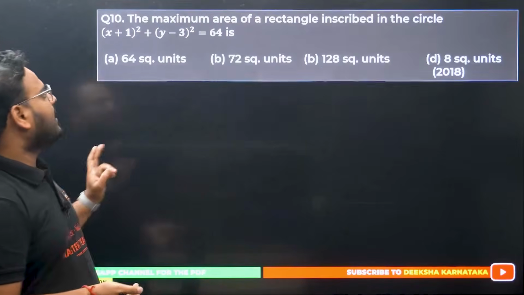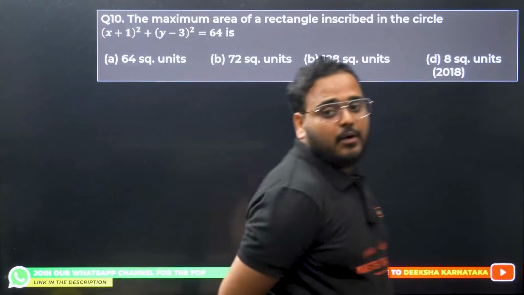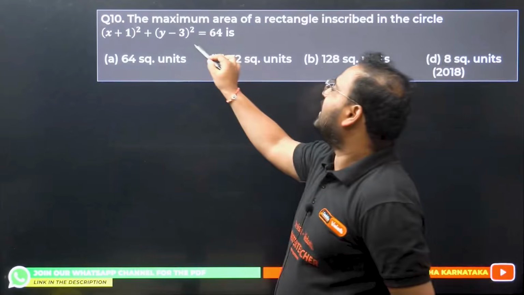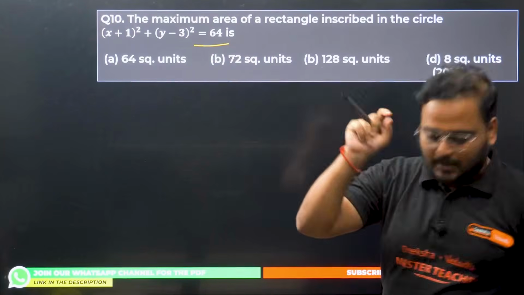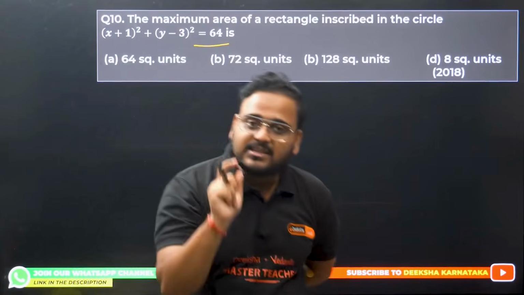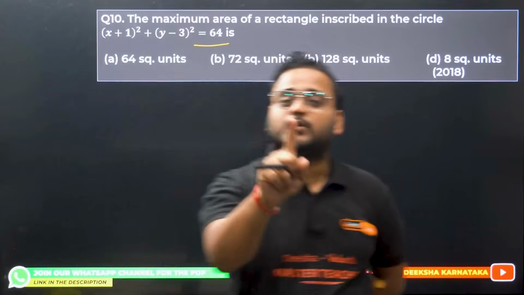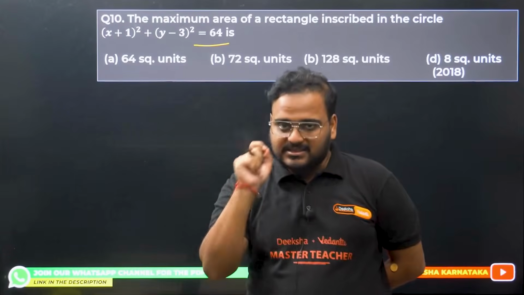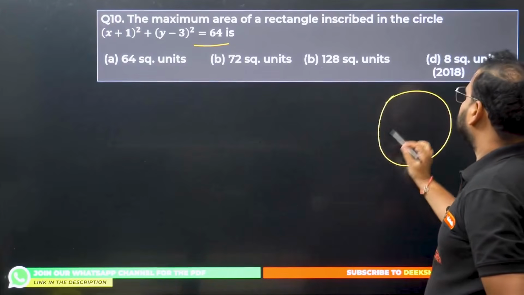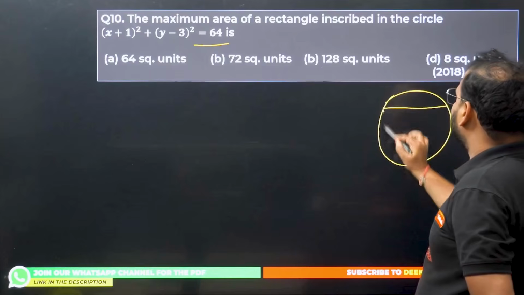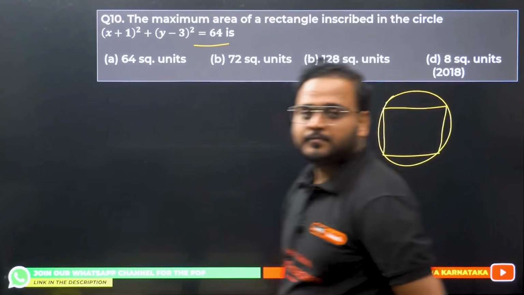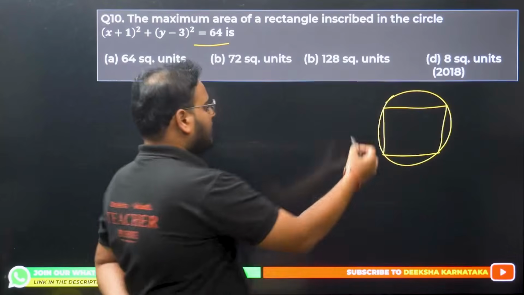Moving on to question number 10 now. Now we have maximum area of rectangle inscribed in a circle. So over here, we have to remember one statement. The largest rectangle, if you are watching this video, repeat after me: the largest rectangle that can be inscribed in a circle will be a square. This will actually be a square with the diagonal on the diameter of the circle.